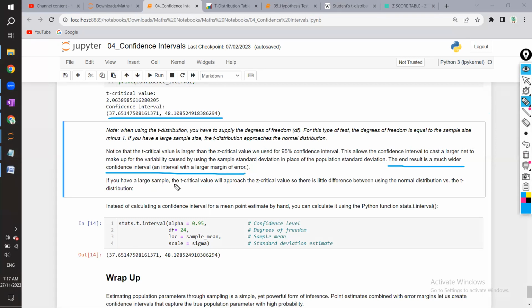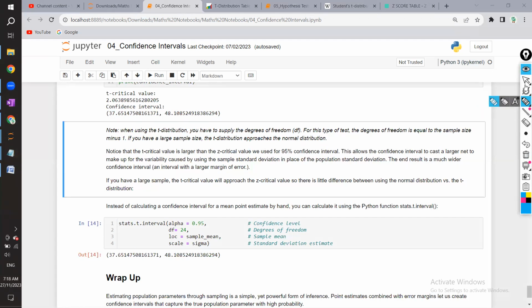Fine. So if you have a large sample, the T distribution will approach the Z critical value. So there is little difference between using normal distribution versus T distribution. Here he's saying, if you have a sufficiently large sample, the T distribution will become a normal distribution where you can use Z critical. So you do not have any difference whether you use normal distribution or T distribution, because the T distribution is becoming a what?